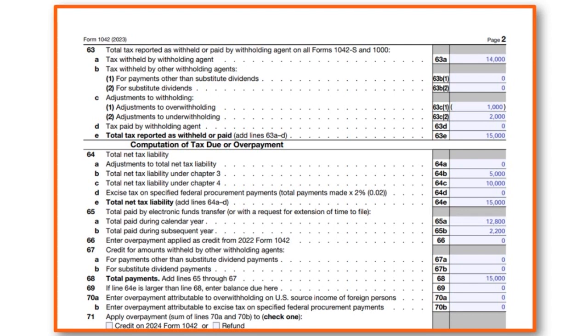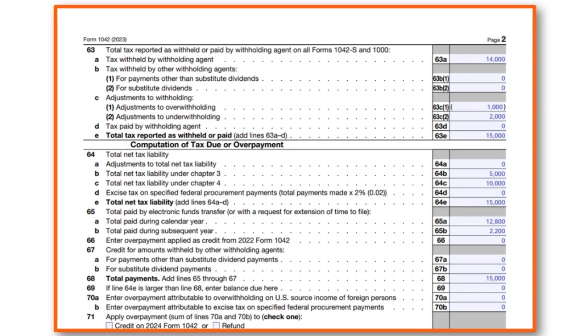This is really important. Next, we have to put the computation of tax due or overpayment. Here at line 64, you include your adjustments to total net tax liability. So you put the numbers that really go in and out, the adjustments, if you will. So total net tax liability under chapter 3, chapter 4.